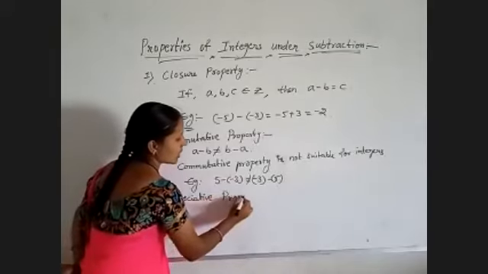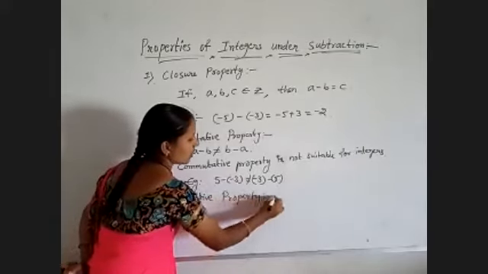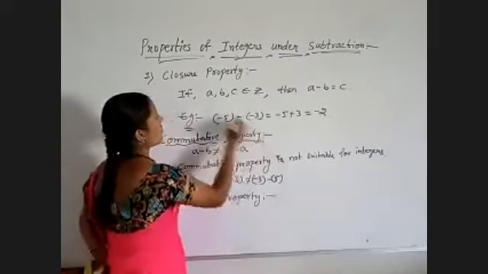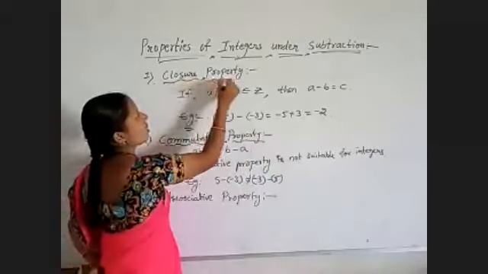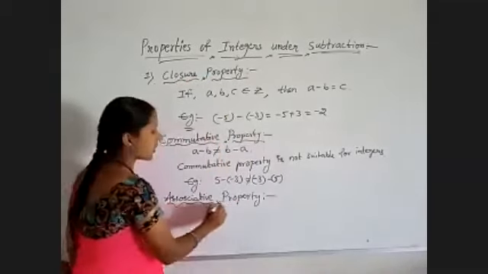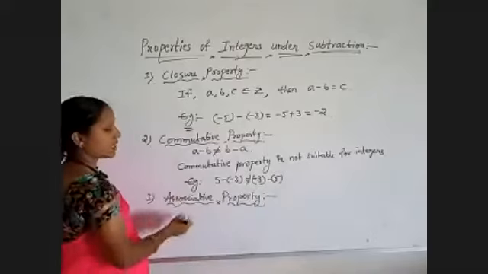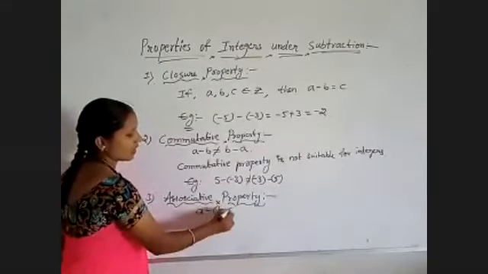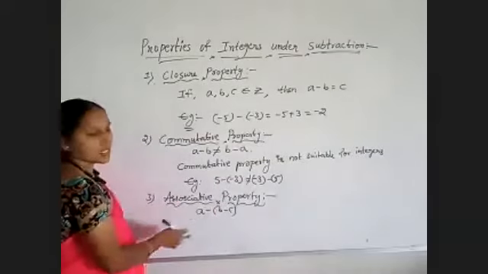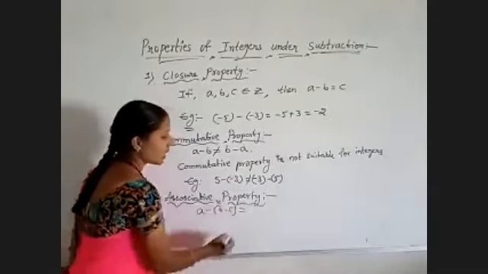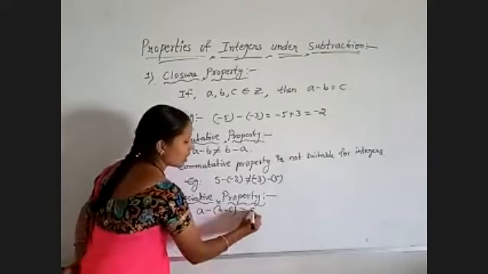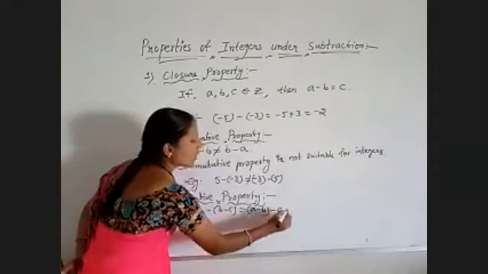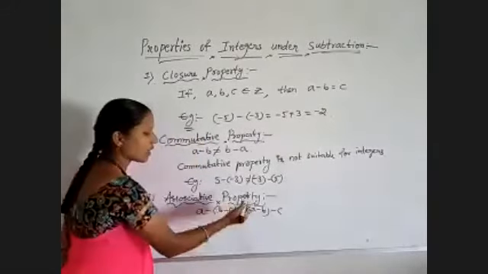Take some more examples and try yourself whether these are possible or not. So only closure property is satisfied with subtraction. Then coming to the associative property, we will check it. According to the associative property, if we are subtracting any three numbers by changing their grouping, the result will not change. But we will see that, in fact, we will get a value that is not equal.